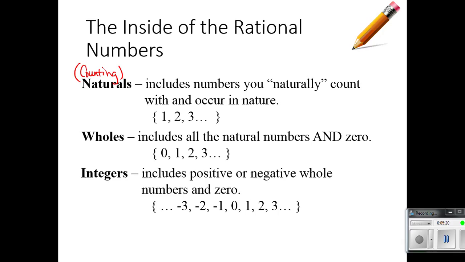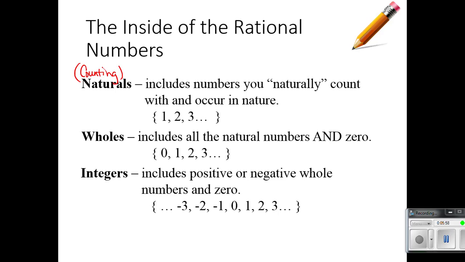If I were to count people in the room, I wouldn't say Johnny is 0. I would say Johnny is number 1, and then Joey is number 2, and Tanya is number 3. So I would say 1, 2, 3. Whole numbers are the next one up, and the counting numbers are within the whole numbers. The whole numbers now include 0. So if I have 0 books, that's a whole number because I don't have any.